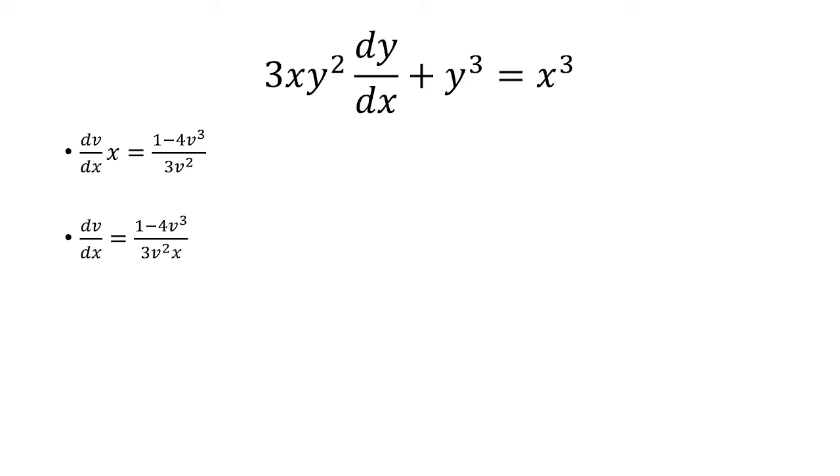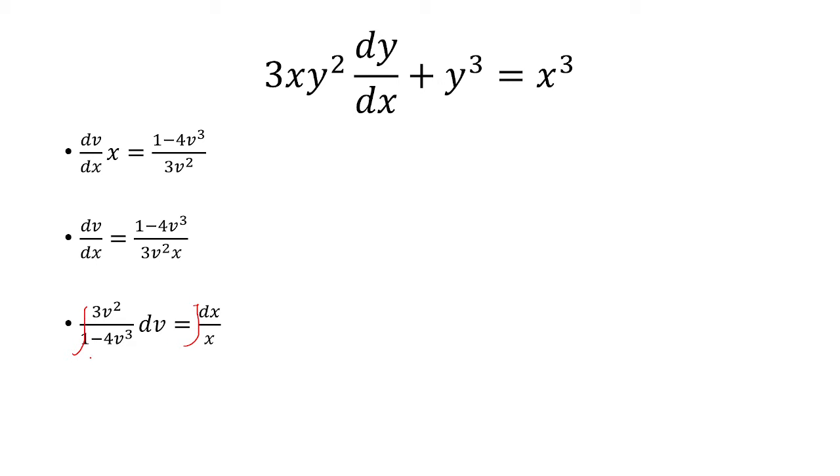So let's move the v's on the left, the x's on the right. Multiply both sides by 3v squared over 1 minus 4v cubed. And then multiply both sides by dx. At this point, I'm going to integrate.